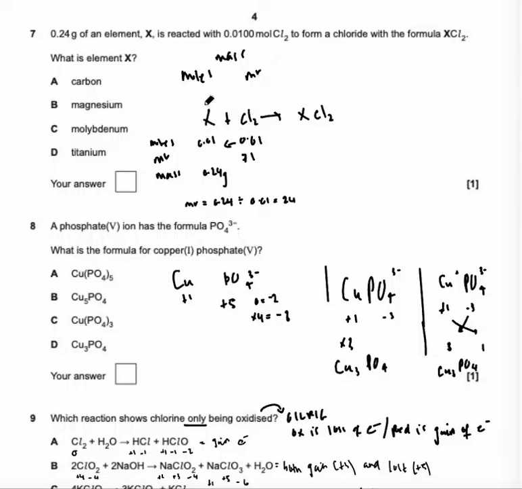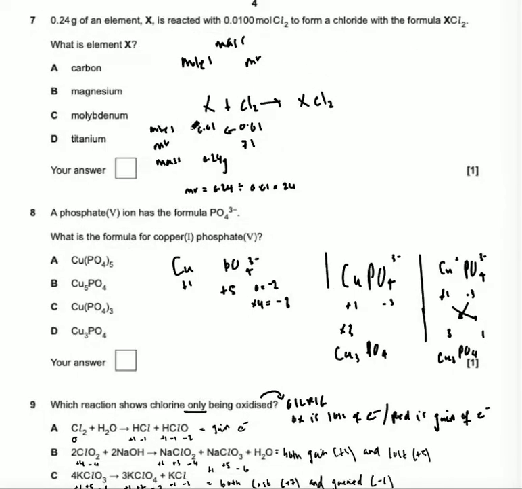If you write the equation, we have X plus Cl2, and it tells us we have XCl2. So automatically the molar ratio is 1:1, yeah? And so we write down the moles. So for Cl2 we have 0.01, and we have the mass of X, 0.24. Because it's a 1:1 ratio, we know that 0.01 moles for Cl2 is the same for X, it's 0.01 moles. So now that we have the moles and we have the mass, we can calculate the Mr by doing mass divided by moles, and then we get the Mr of 24.